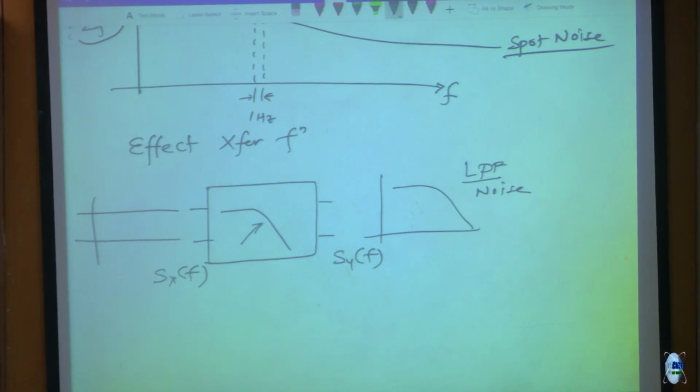Then the PSD at the output should be equal to S of X(f) times H of f. H of f is the transfer function, correct, and this is true in the LTI system, linear time invariant system.